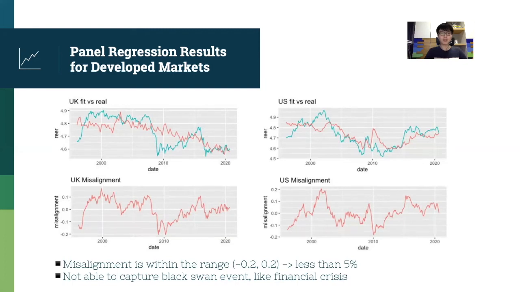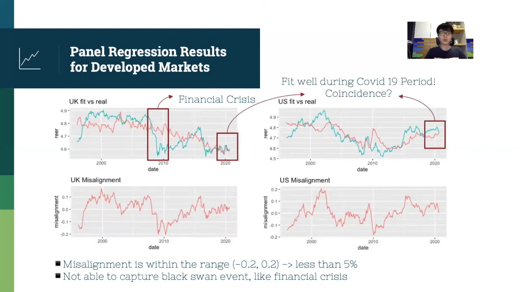We can see the misalignment is minimal because it is within the range of minus 0.2 to 0.2, basically less than 5%. However, we can also see that the model is not good at capturing black swan events, like the financial crisis that happened in 2008. The model has a relatively big misalignment there. However, surprisingly, we can see the model fits pretty well during the COVID-19 period. Is it just a coincidence?